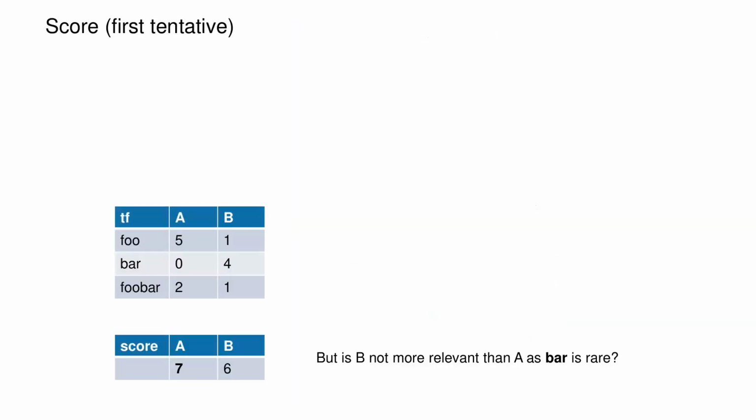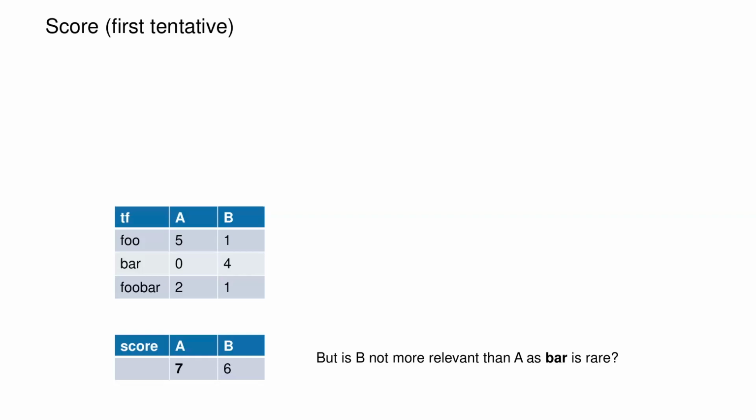So we can try to use term frequencies like this to compute scores. Why don't we just add the term frequencies for one document across all terms? So we sum over the term frequencies. 5 plus 0 plus 2 gives us 7. 1 plus 4 plus 1 gives us 6. That gives us a score of 7 for A, 6 for B. So A wins and comes in position 1, and B comes in position 2.